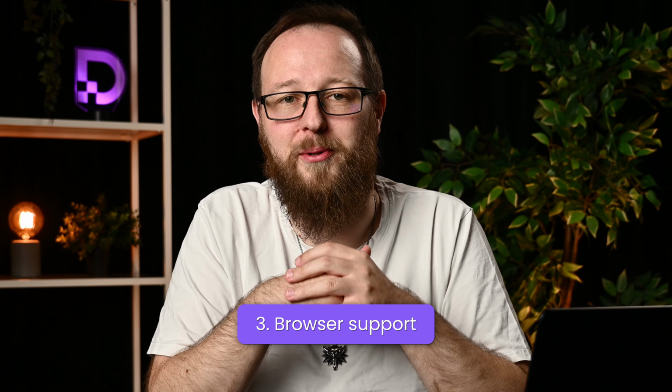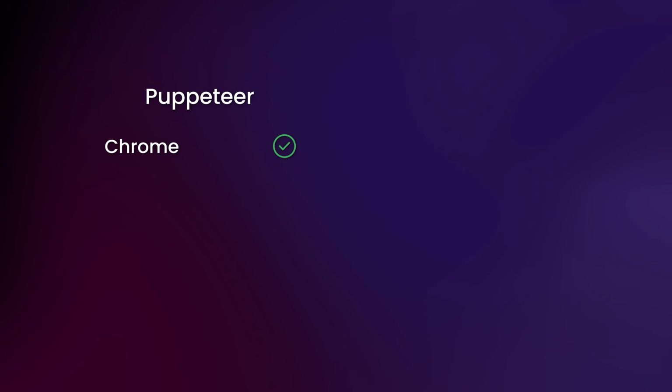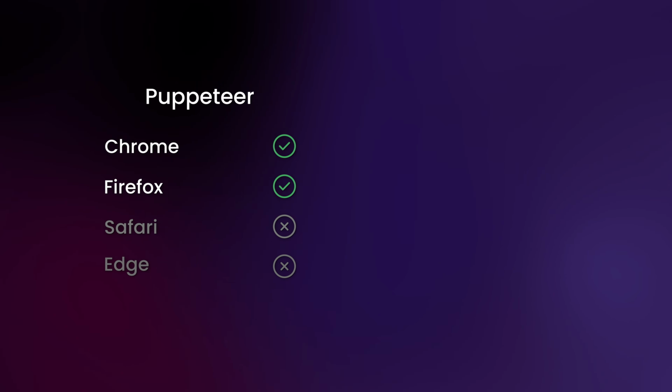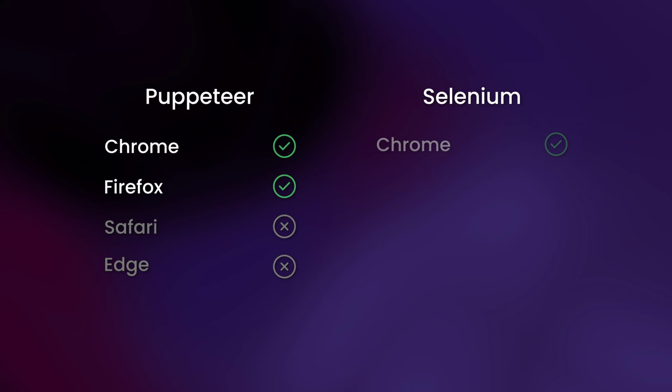Third, browser support. Puppeteer is Chrome first, as mentioned before, and it has experimental Firefox support. But Safari and Edge aren't on the table. Selenium runs all 4 of these browsers. That matters when a site serves different content depending on the browser that you're using.